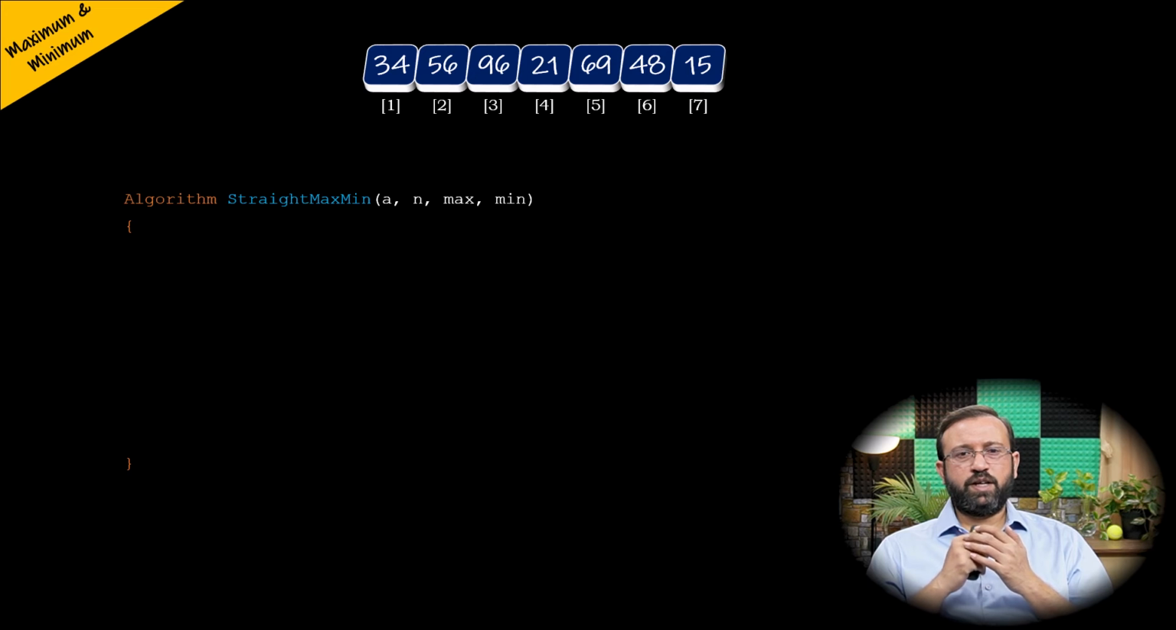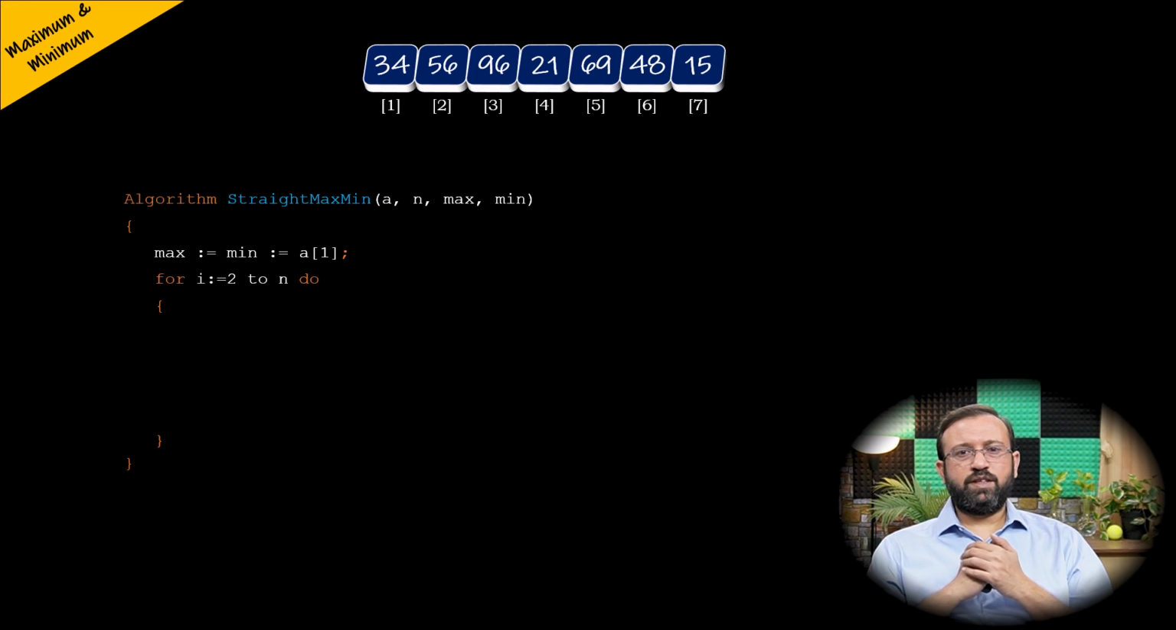The very first statement of the algorithm is to initialize the max and min parameters with the first element of the array, that is A of 1. Then we have a for loop to traverse the remaining elements of the array. Therefore, we have a variable I in the for loop, which is initialized to the second index. Then this for loop will iterate till the last element. So we have I equal to 2 to n.